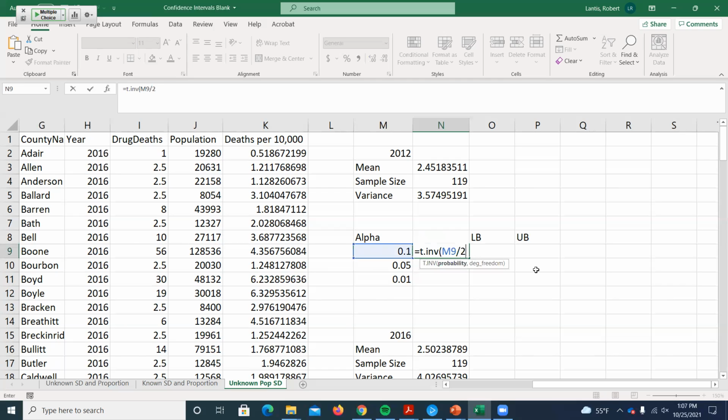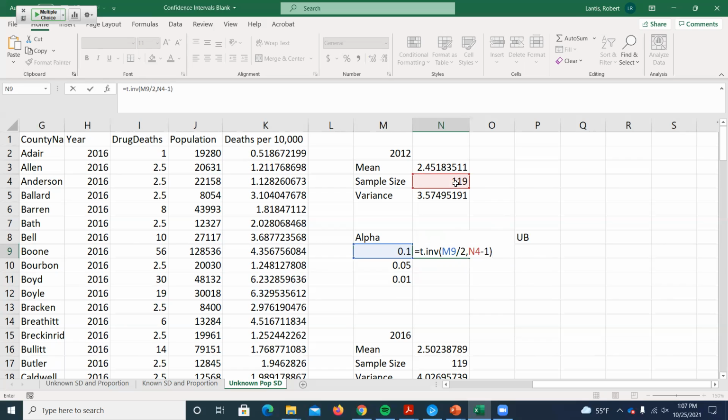What's the probability we want? Alpha over 2, comma, what's my degrees of freedom? Sample size minus 1. Questions on this? Now, what's one problem we talked about with the other examples we did in Excel?